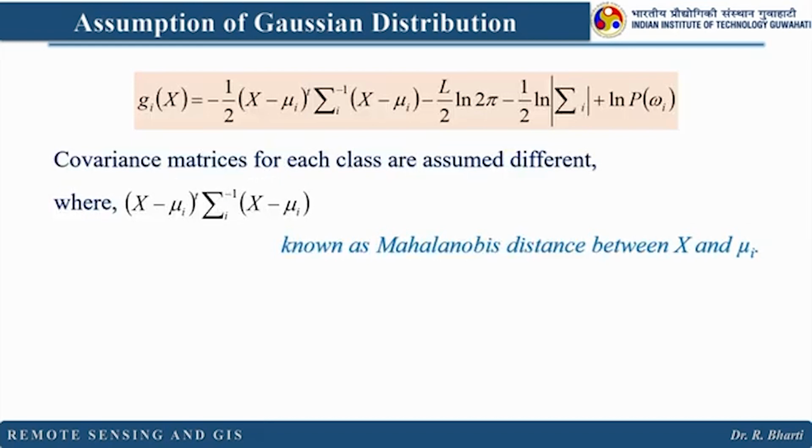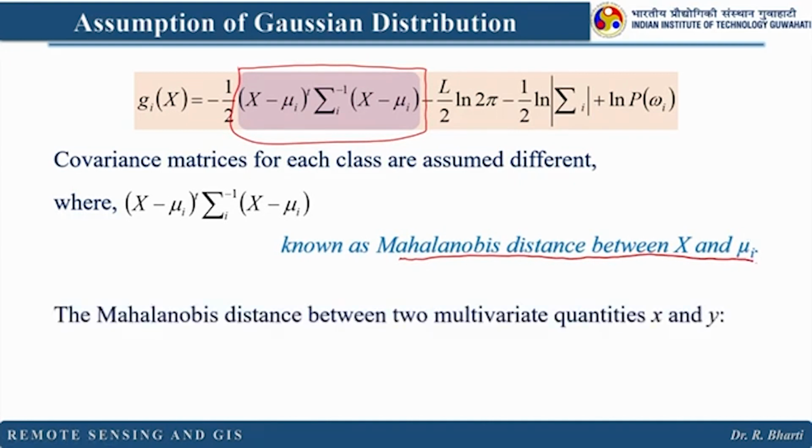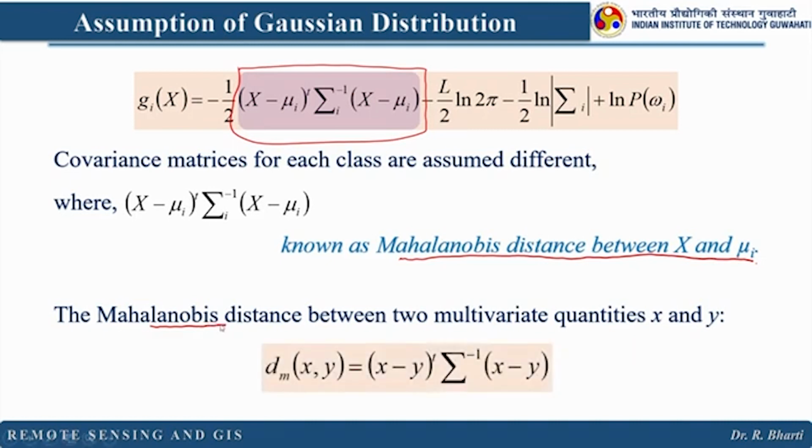The covariance matrix for each class is assumed different, where this particular part of the equation is basically the Mahalanobis distance between x and mu i. Here this is the mean vector. So, if you want to calculate the distance using Mahalanobis, then you can use this particular function.